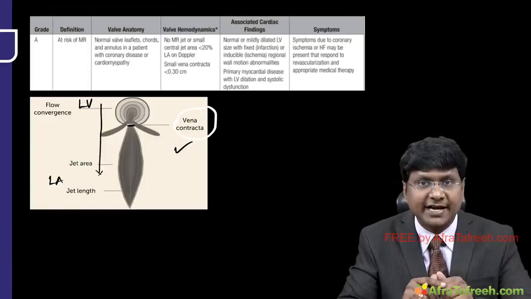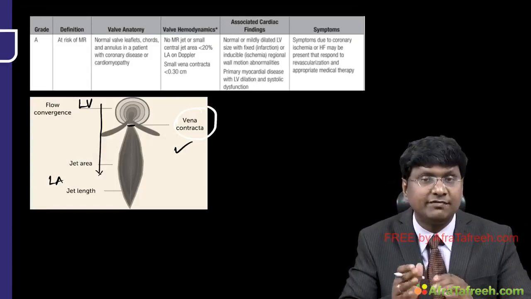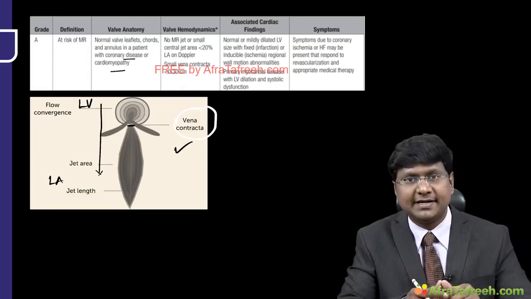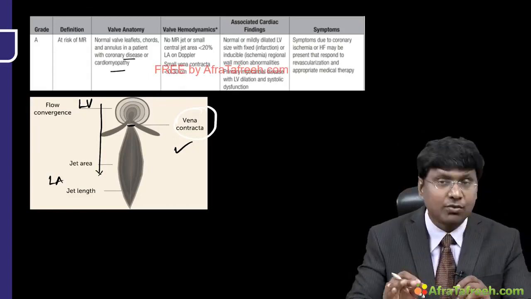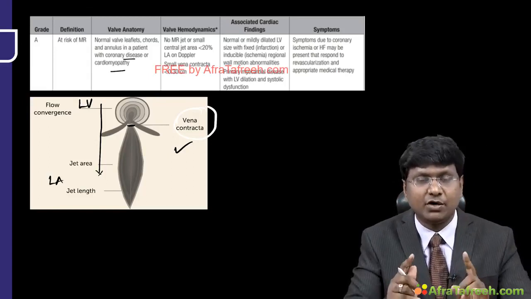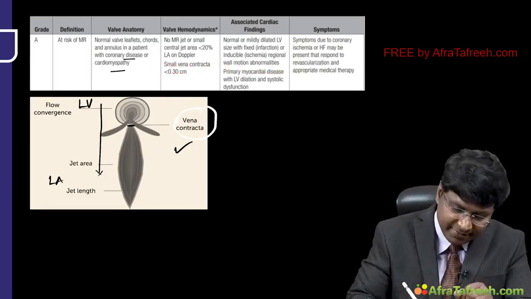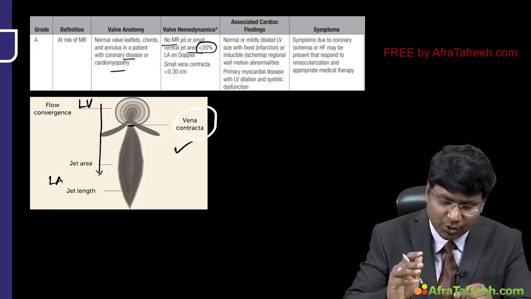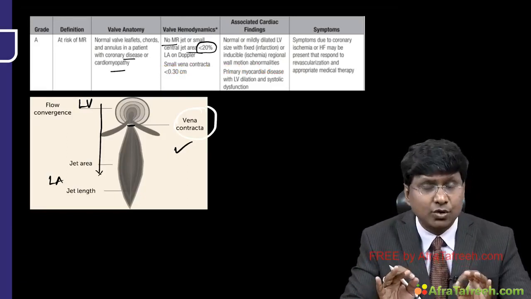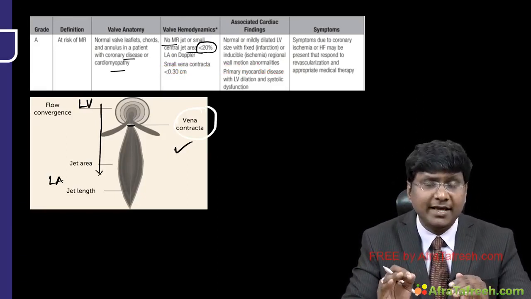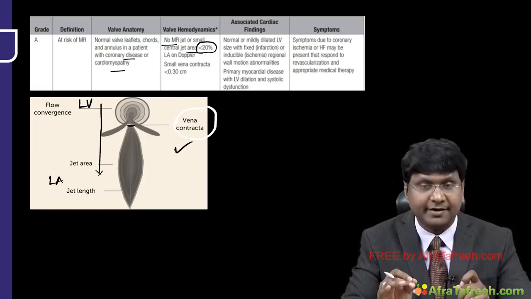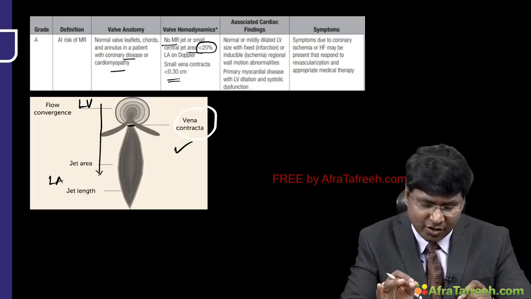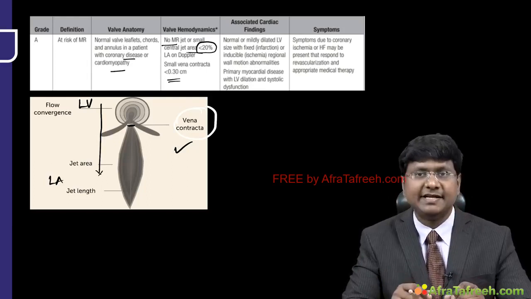So you take in case of grade A, these individuals, they are at risk of development of MR. So what is at risk? That is either coronary artery disease or the dilated cardiomyopathy or hypertrophic cardiomyopathy. Now what will be the valve hemodynamics in case of at risk of MR? Remember there is no MR jet, or there is a small central jet area of less than 20% of the left atrium. So the quantity of the MR here will be less than 20% of the left atrium. And how much will be the vena contracta in case of the individuals at risk of MR? The vena contracta will be less than 0.3 centimeters.